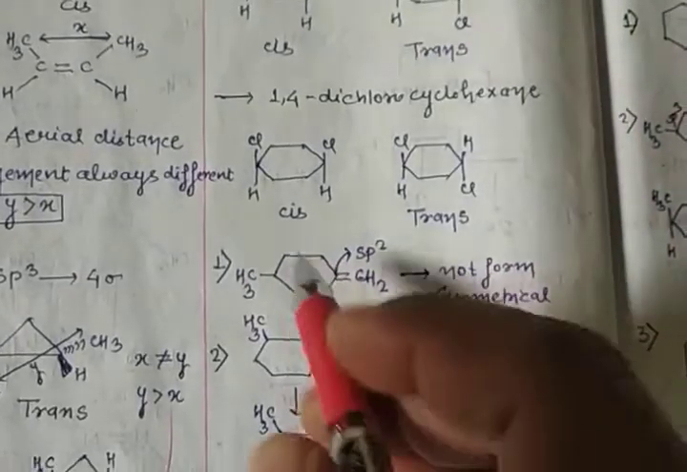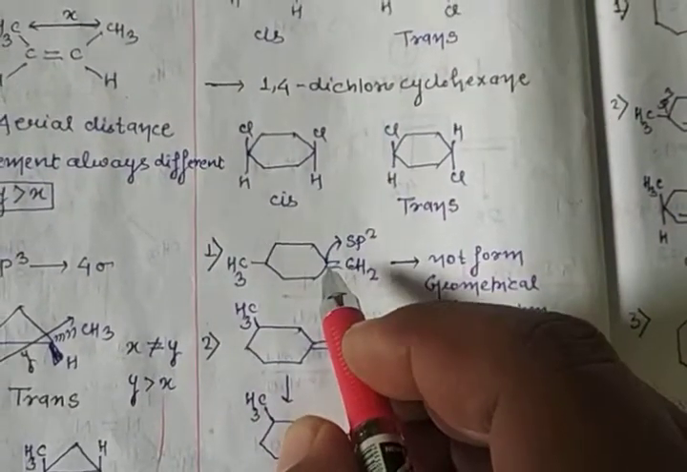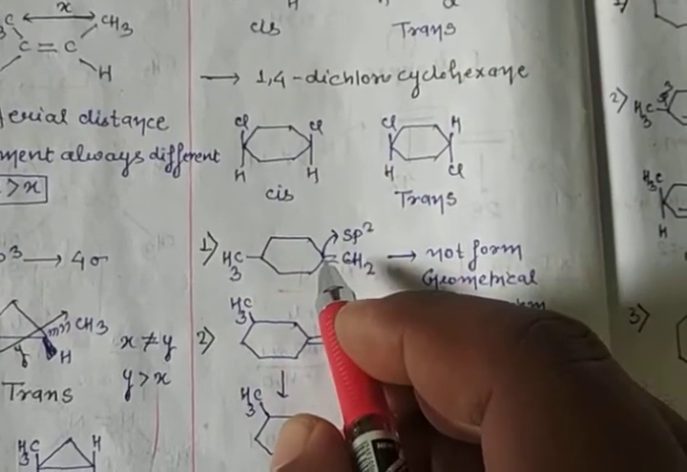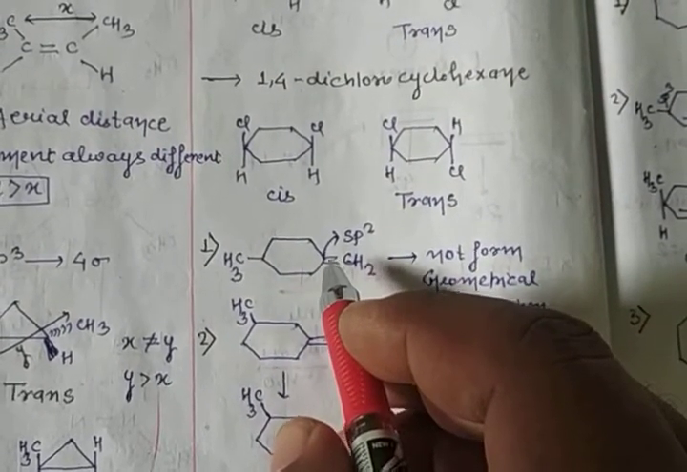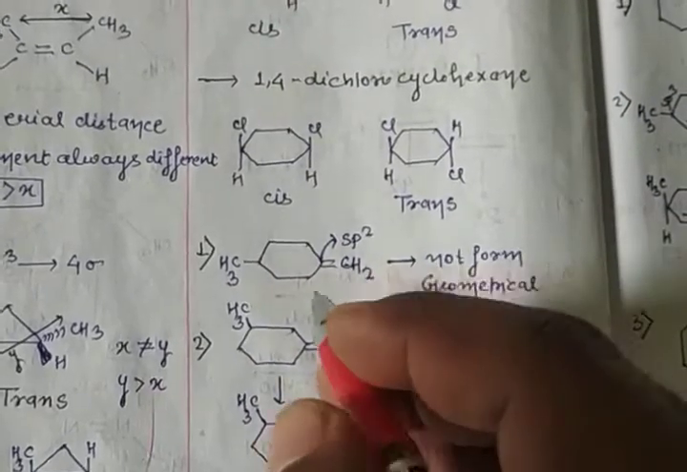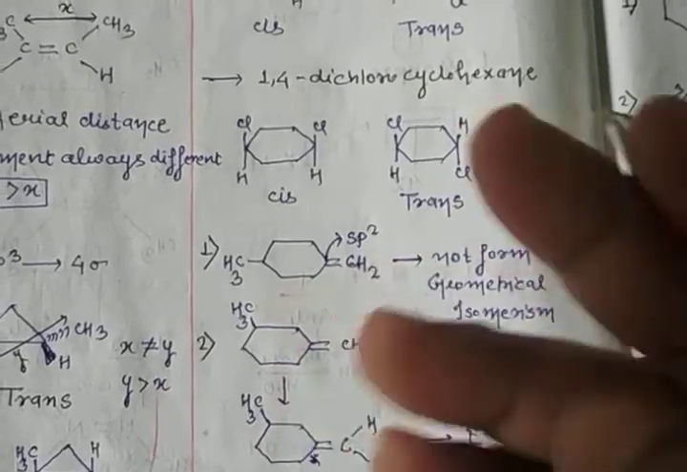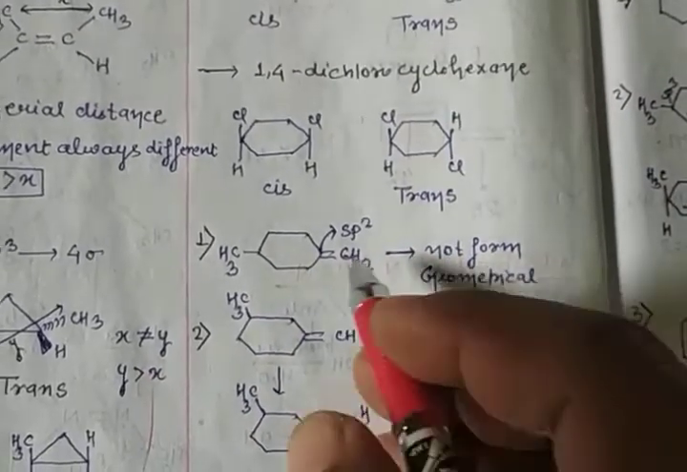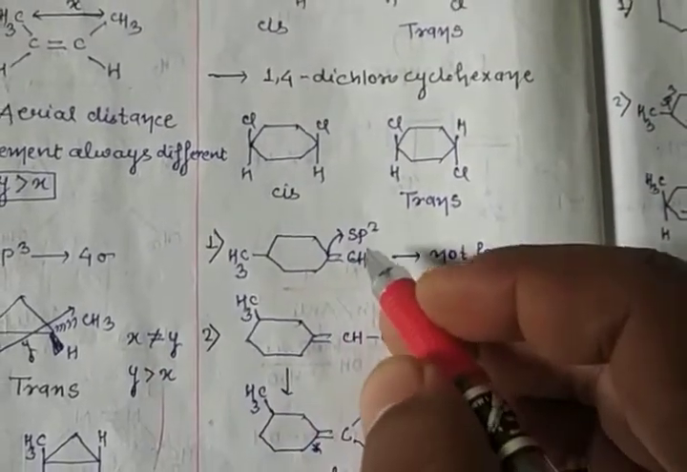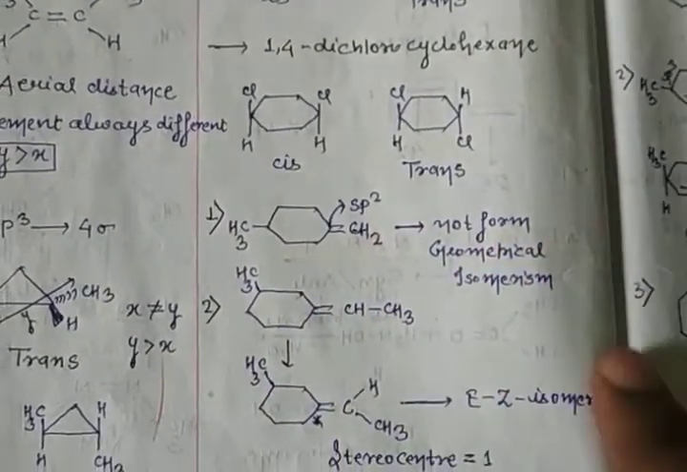Now this is a very important example. This carbon has sp2 hybridization. It has 1 pi bond and only 3 sigma bonds. You know very well hybridization is on the basis of sigma bonds, not pi bonds. So 3 sigma bonds means sp2. Definitely 2 hydrogens are on the same side, so this type of compound does not show geometrical isomerism.